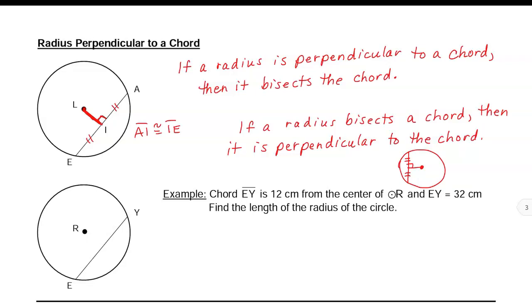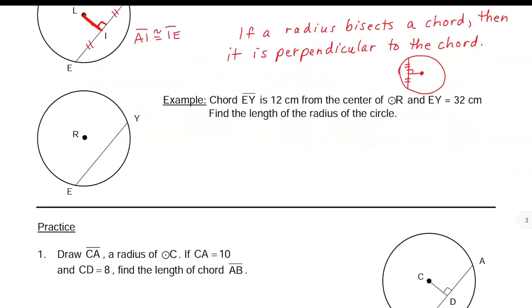Let's look at our first example. Chord EY is 12 centimeters from the center of circle R. What it means to be 12 centimeters from the center is to have the perpendicular distance from the center. So draw in a radius that's perpendicular to that chord. Okay, that perpendicular distance is the distance from the center. They gave it to us as 12. We know that the entire chord is 32 centimeters long, and we need to find the radius of the circle.